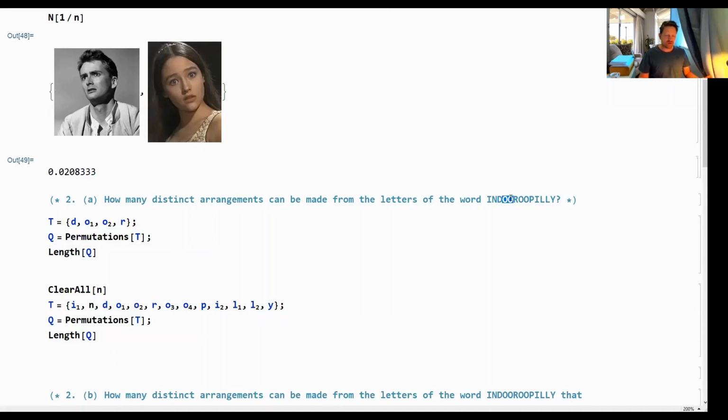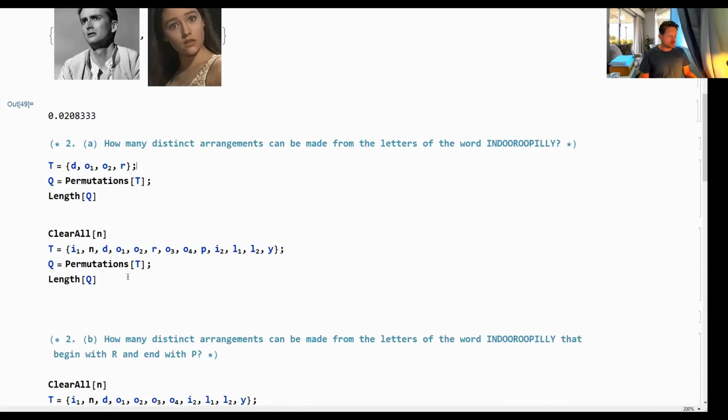where they're not distinguishable. So I suggest that we look at this from the point of view of the word door, because door is much simpler than Indrapili. Okay, so we've got 1 D, we've got 2 O's, and we've got 1 R. But you see what I've done here? I've labeled them O1 and O2. And so I want to take the permutations of this, right? And so that will be this one that I've called Q. And then I'm going to count how many there are.